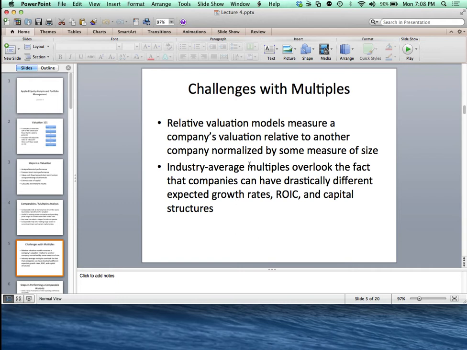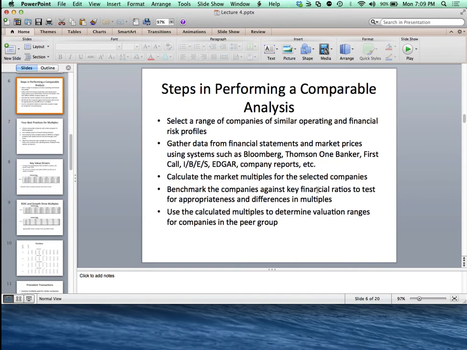So if companies have drastically different growth rates, ROIC, capital structures, etc., then that can distort the multiples that we use for the company itself. So how do we actually do a multiples analysis, right? These are the steps that you would perform.